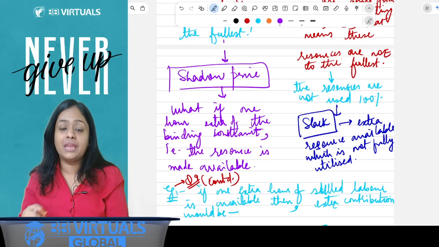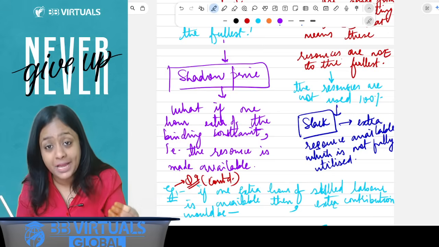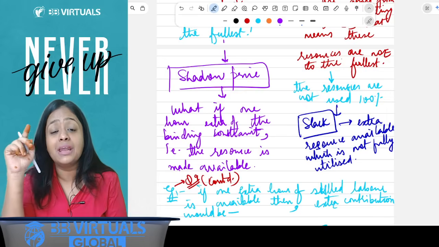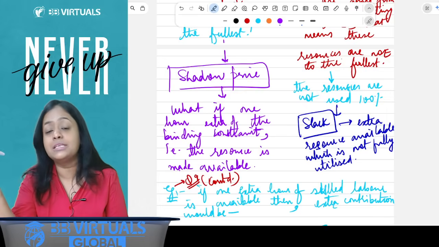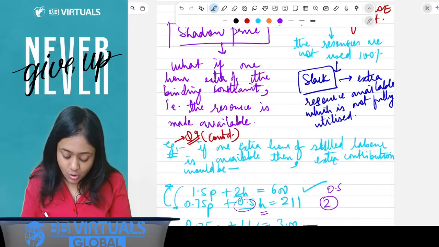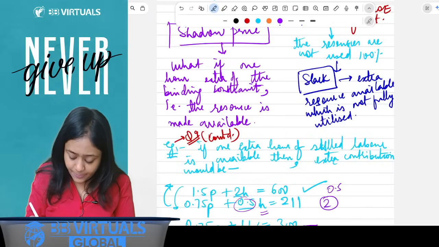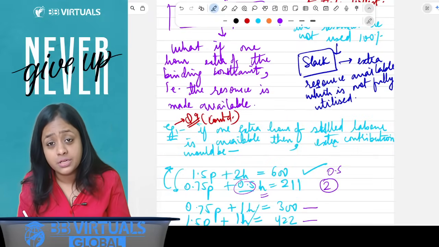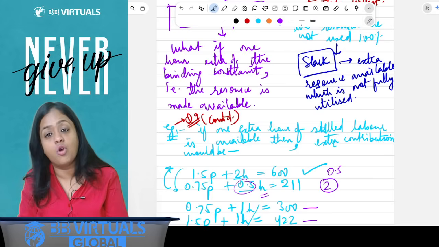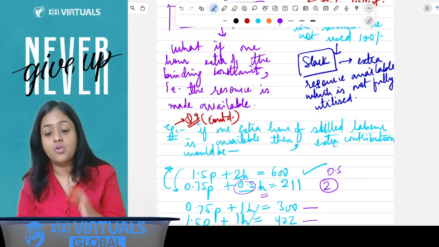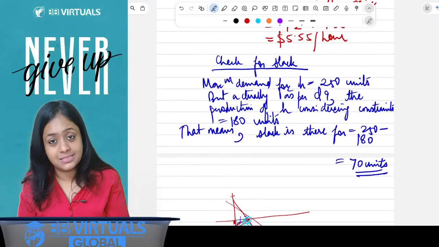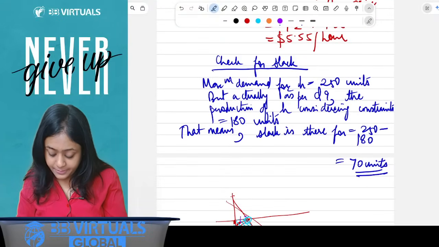So to get 1 hour extra, that is known as shadow price. The price which the entity is ready to pay to get 1 hour extra. So what is that price? That price will be the extra contribution. So always remember, shadow price is the extra contribution earned for getting that 1 extra hour of the constraint. That is known as the shadow price. I hope I'm clear.